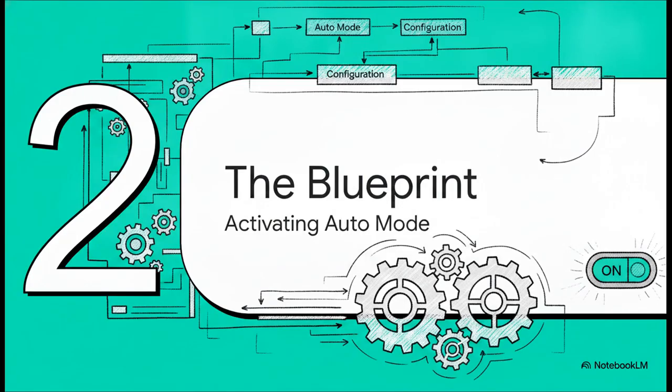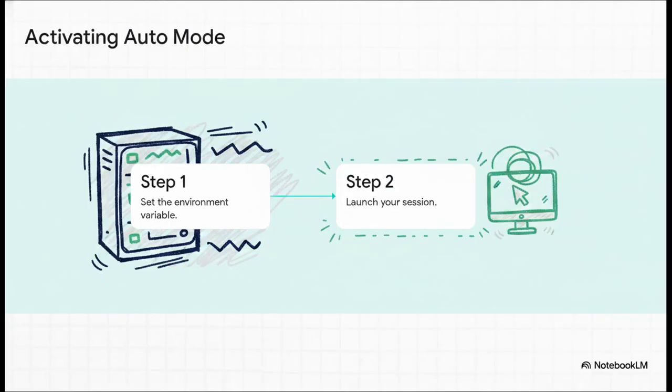All right, moving right along to section 2, the blueprint for activating auto mode. So you're probably wondering, does this just magically work the second I update? Do I need to rewrite some massive headache-inducing configuration file? Actually, no. You do have to actively opt in. It doesn't just turn on by itself, but it takes literally zero heavy lifting. Step 1, you set a single environment variable. Step 2, you launch your Claude Code session. Boom, that's the whole shebang. No complex setups, just a totally frictionless flip of a switch for the developer.